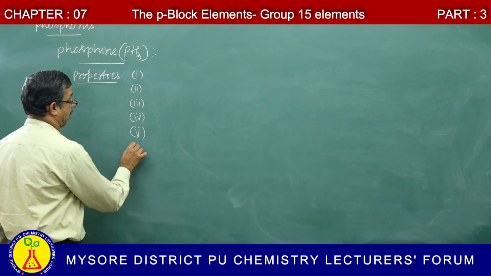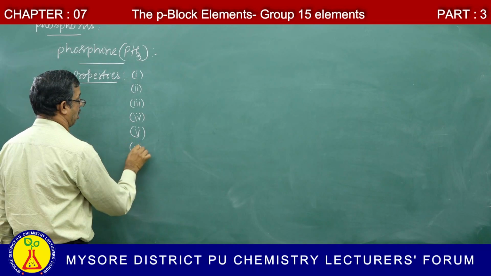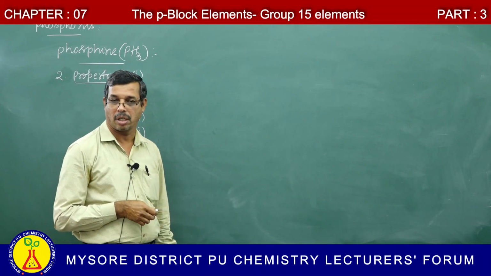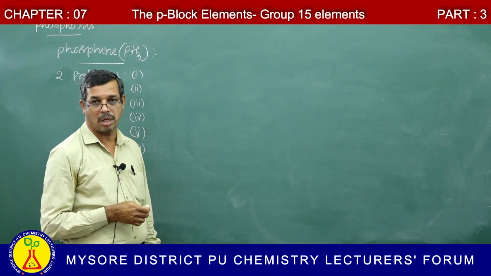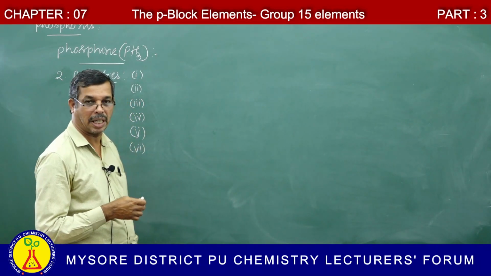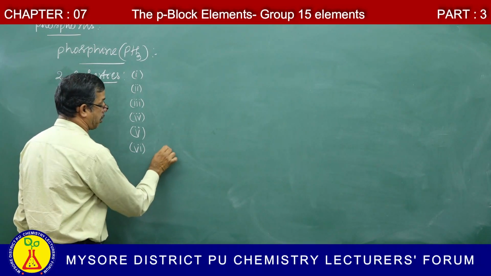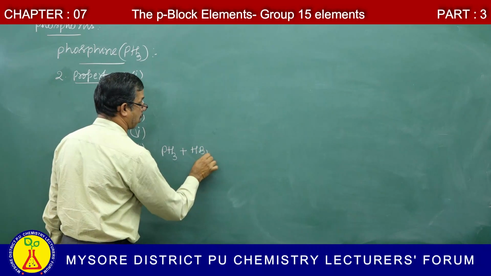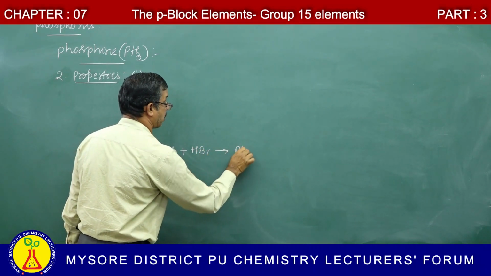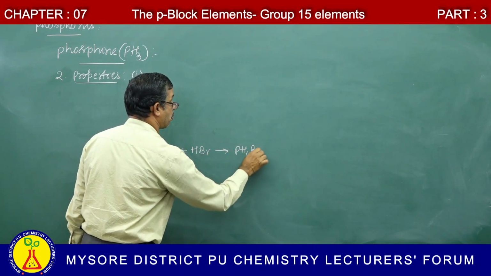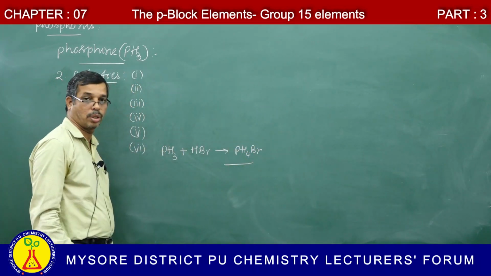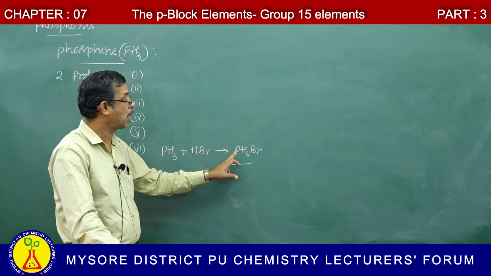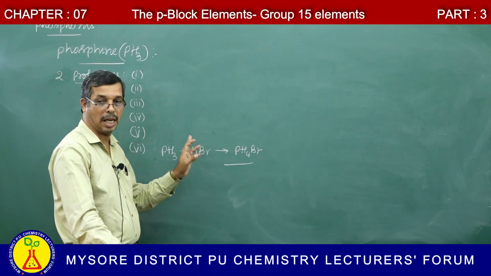Next, sixth one, phosphine is weakly basic. It gives phosphonium compounds with acids. PH3, this is phosphine, plus acid HBr, we get PH4Br. This is phosphonium compound. Phosphine is weakly basic. It forms phosphonium compounds with the acid.